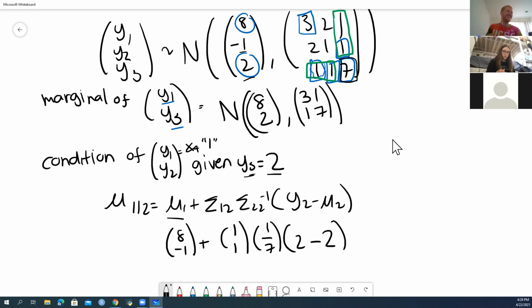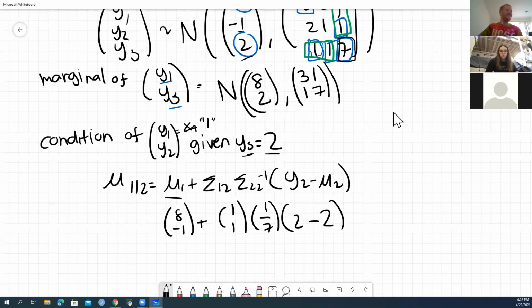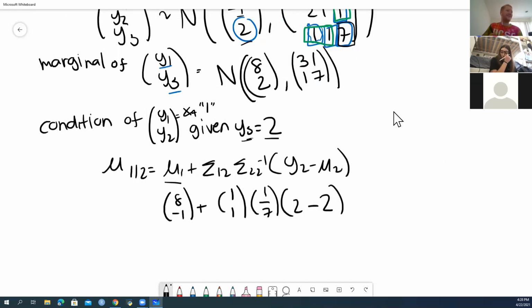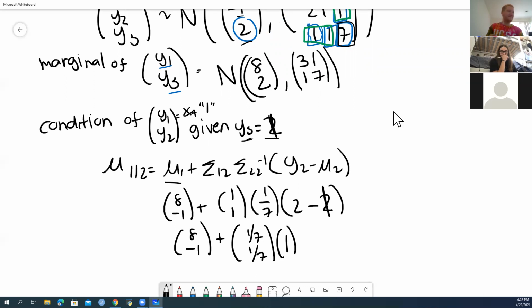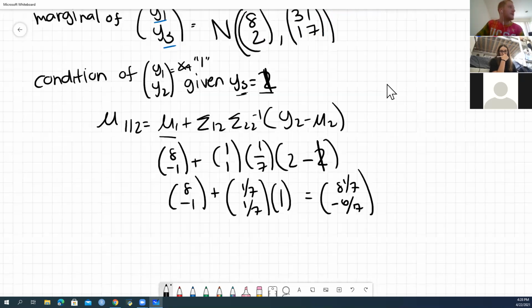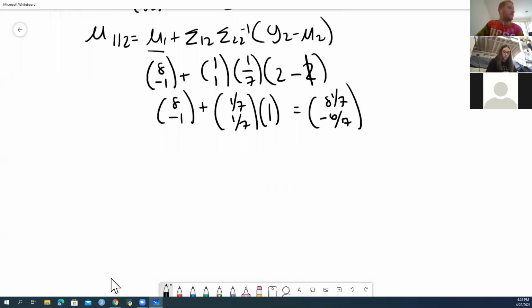I did not mean to make that. So I'll do y2 as 3, just so it's a little different. So it's going to be 8, -1 plus 1/7 times 1, which is 8 and 1/7. And then -1 plus 1/7 is -6/7. Okay, so that's conditional distribution. Again, that's kind of an easy one, but just in case you haven't done that in a while.